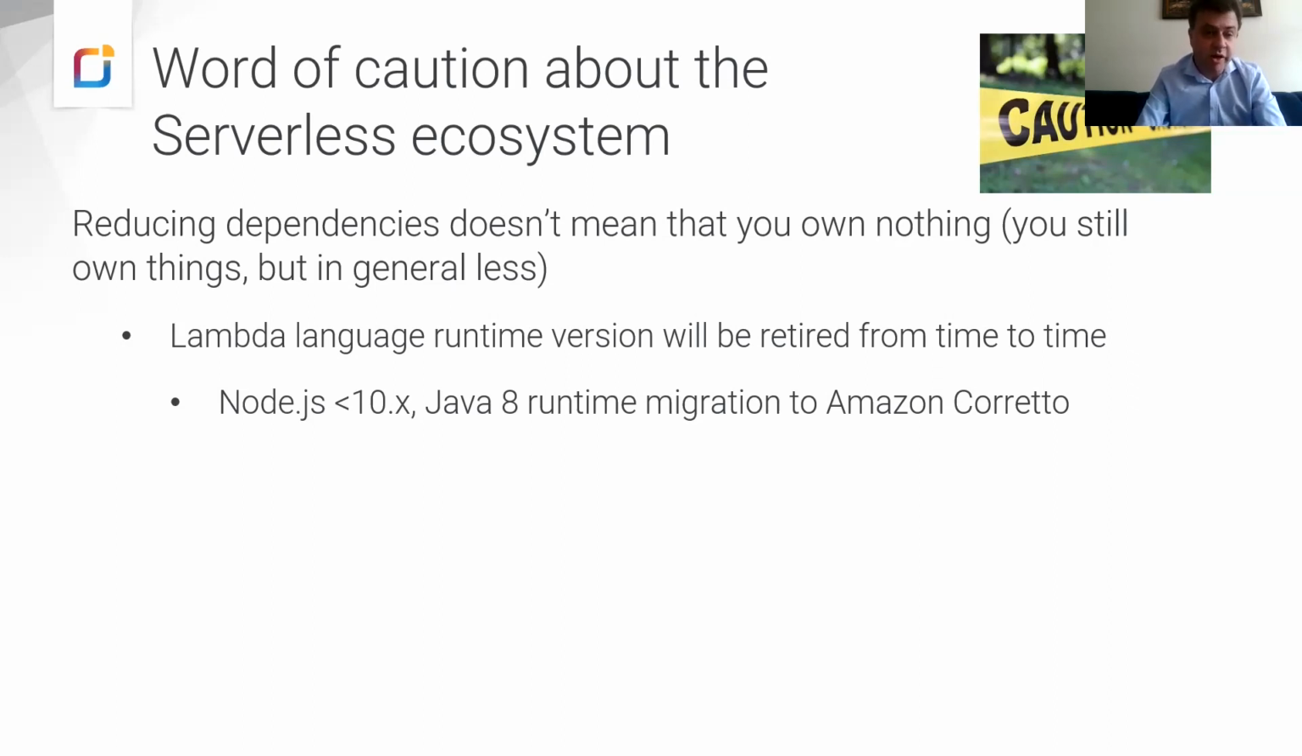Otherwise, AWS will upgrade on your own and your code probably will break. So the Java 8 runtime should also currently be migrated to the Amazon Corretto OpenJDK version. So the Oracle version cannot be used anymore. So this is also a job in case you need to do it.